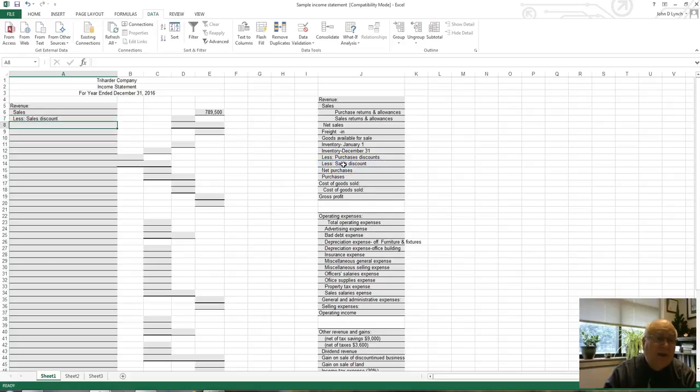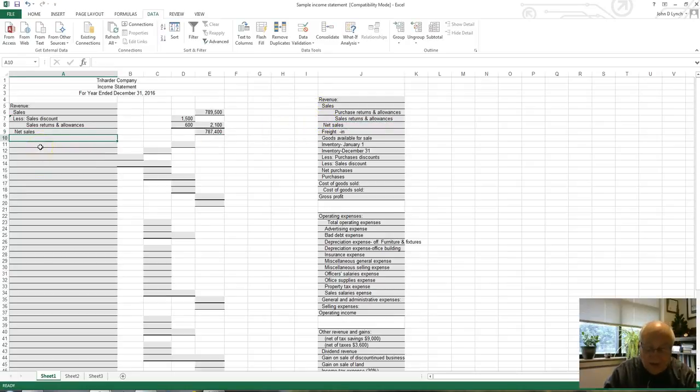After sales, we have sales discounts, which is $1,500 in our example. And then we're also going to have sales returns and allowances, which in this example is going to be $600. Then we add those together, the $1,500 plus the $600, which gives us our total deductions from sales. So we take $789,500 minus the $2,100 to get $787,400, and this is called net sales.